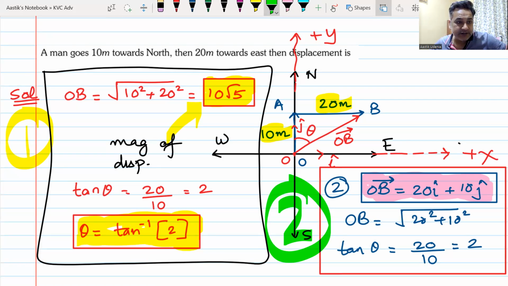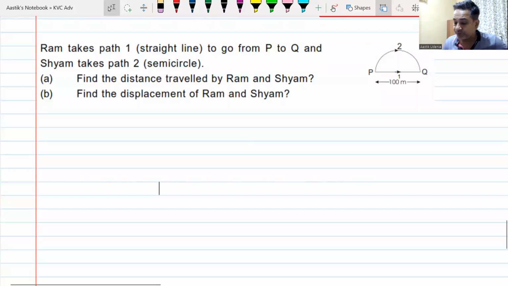Okay, and I have already sent the sheet. There are questions marked in that sheet, and you can do those questions which have distance and displacement only. Those are the questions that you have to do. This is a question coming up for you. Ram takes path 1, a straight line to go from P to Q, and Sham takes path 2, a semicircle. Find the distance traveled by Ram and Sham. Find the displacement of Ram and Sham. You can do this, yes or no?